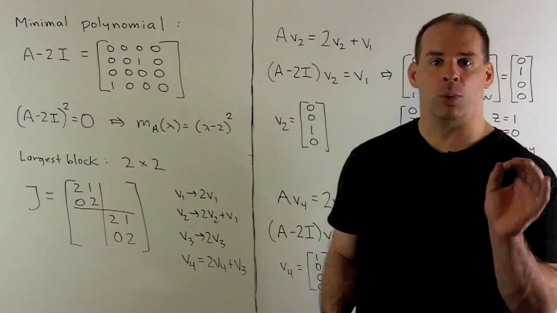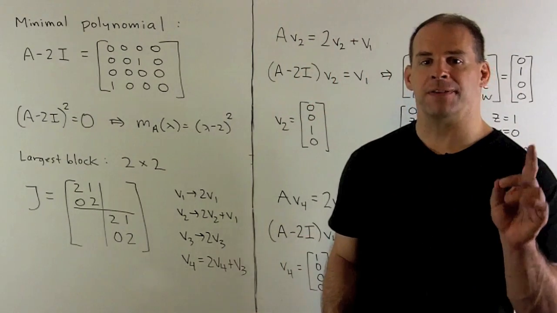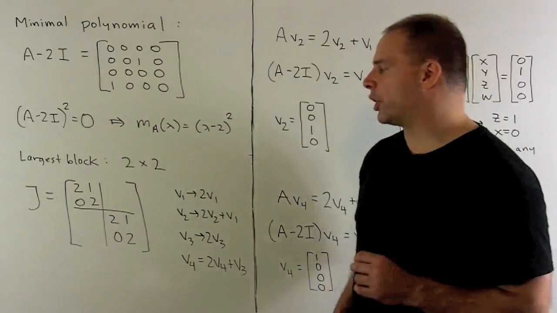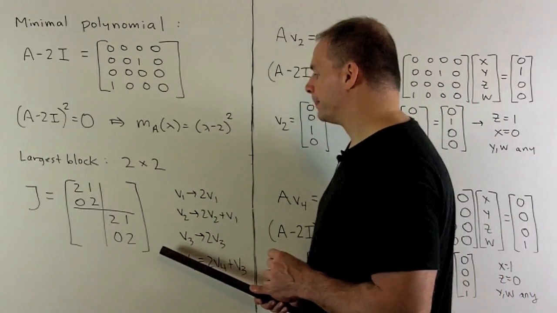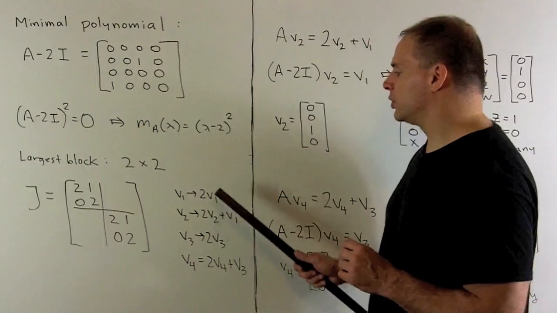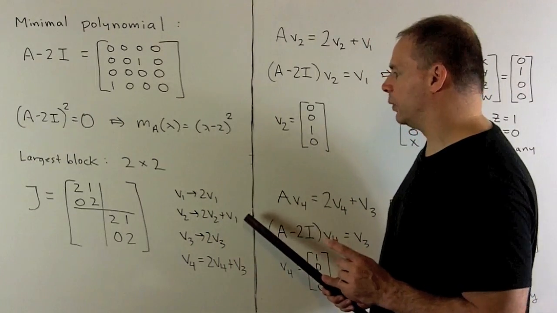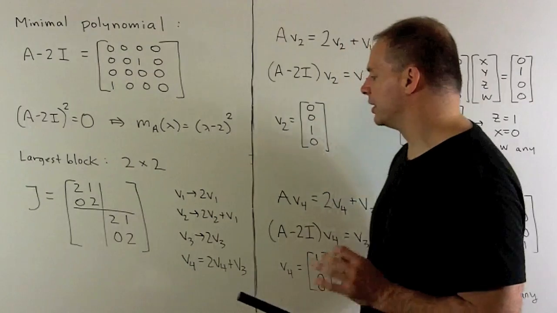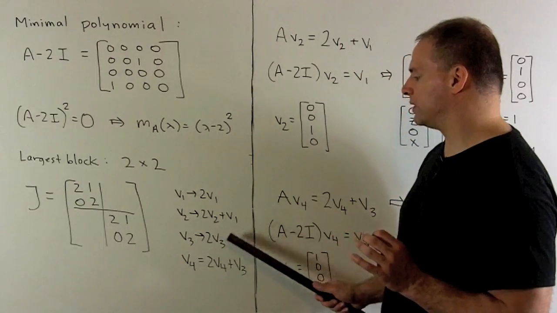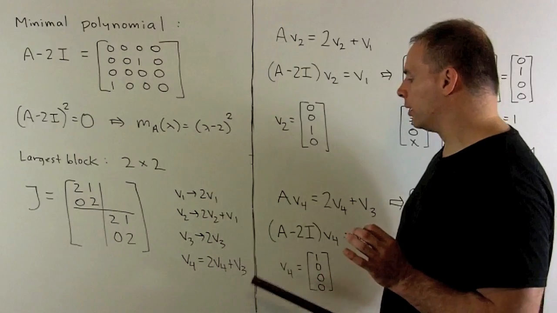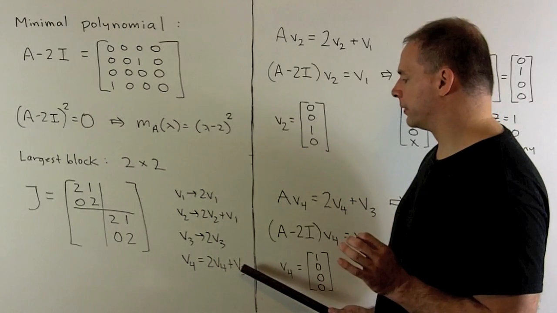Now, if we want to get our matrix P, I have to figure out how to get the other 2 basis vectors. So if we interpret what this matrix says, it's saying we're going to take V1 to twice V1. We're going to take V2 to twice V2 plus V1. That's what that column says. We're going to take V3 to twice V3. Then we're going to take V4 to twice V4 plus V3.